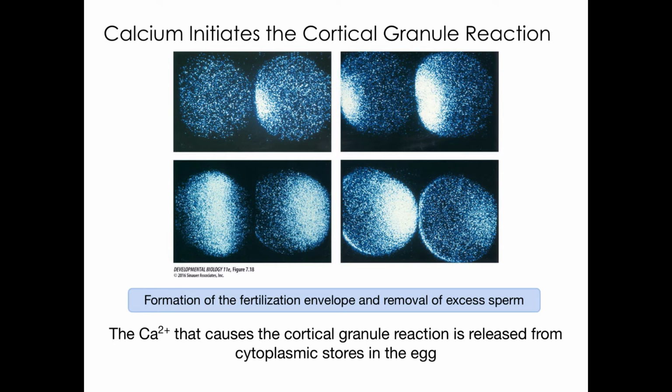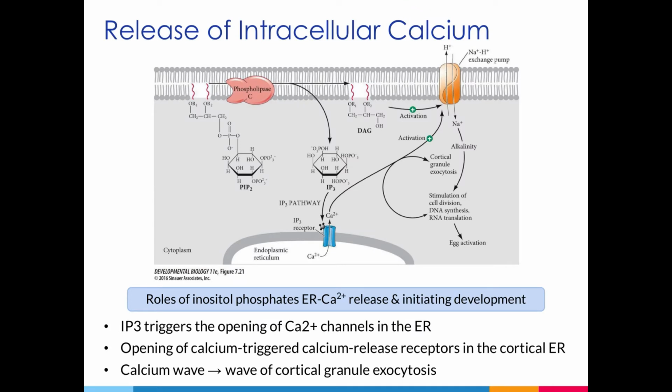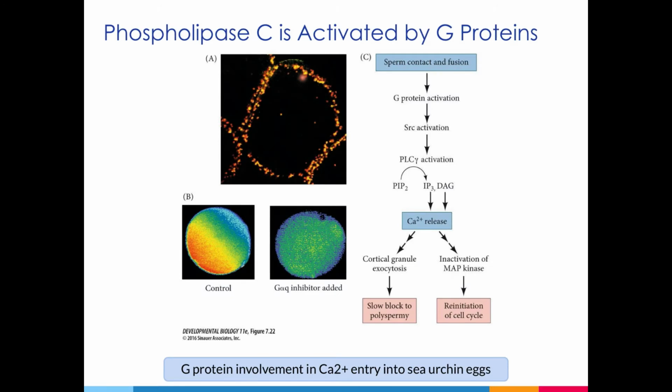So this happens as a wave because once a little bit of calcium leaves the endoplasmic reticulum, that same calcium binds to other receptors in the endoplasmic reticulum that open and lead to the release of more calcium. So in addition to these IP3 receptors that are in the ER, there are also calcium-triggered calcium release receptors, and that's what leads to the calcium wave. In addition to inducing the cortical granule reaction, which is a slow block to polyspermy, the calcium also leads to the reinitiation of the cell cycle.